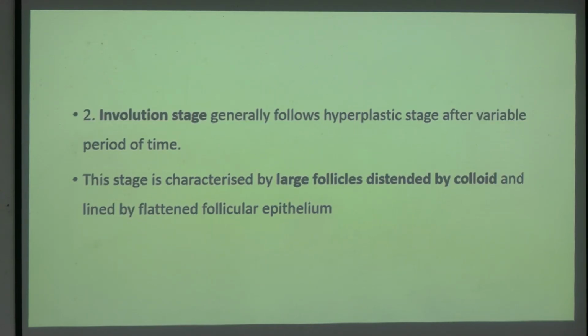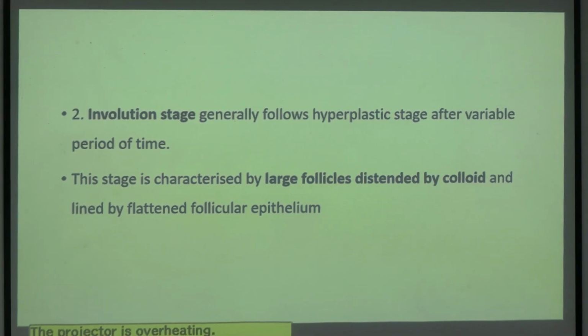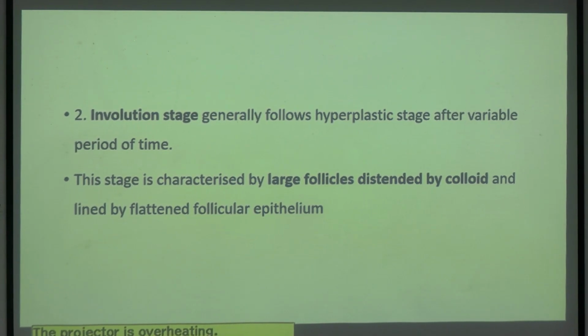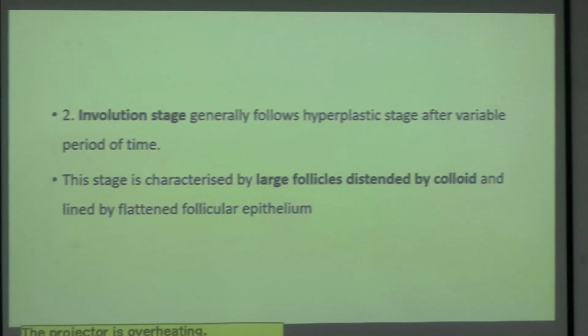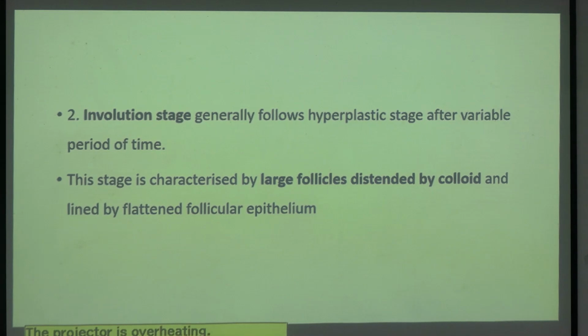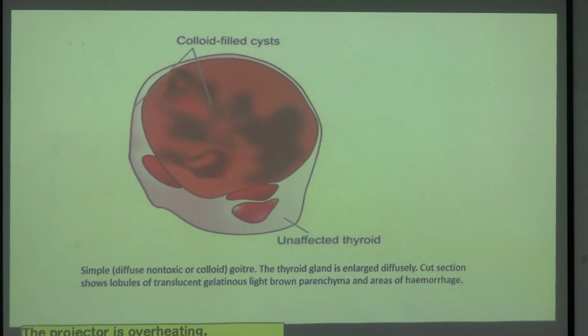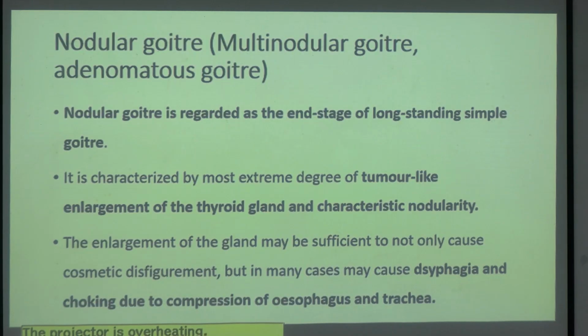Number two is the involution stage, which generally follows the hyperplastic stage after a variable period of time. This stage is characterized by large follicles distended by colloid and lined by flattened follicular epithelium. So this is the colloid-filled cyst. These are all colloid, and these are normal thyroid. This is the picture of simple goiter.